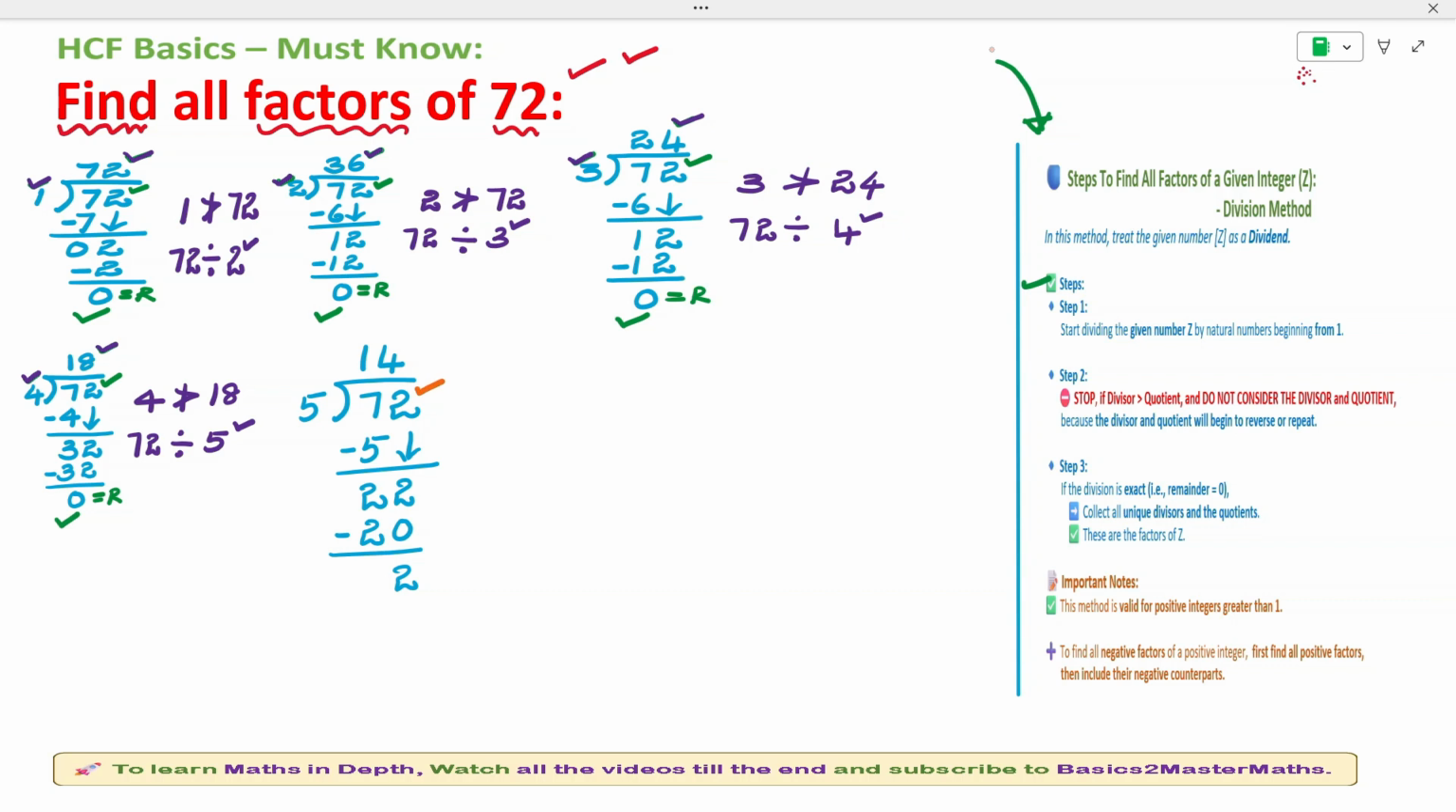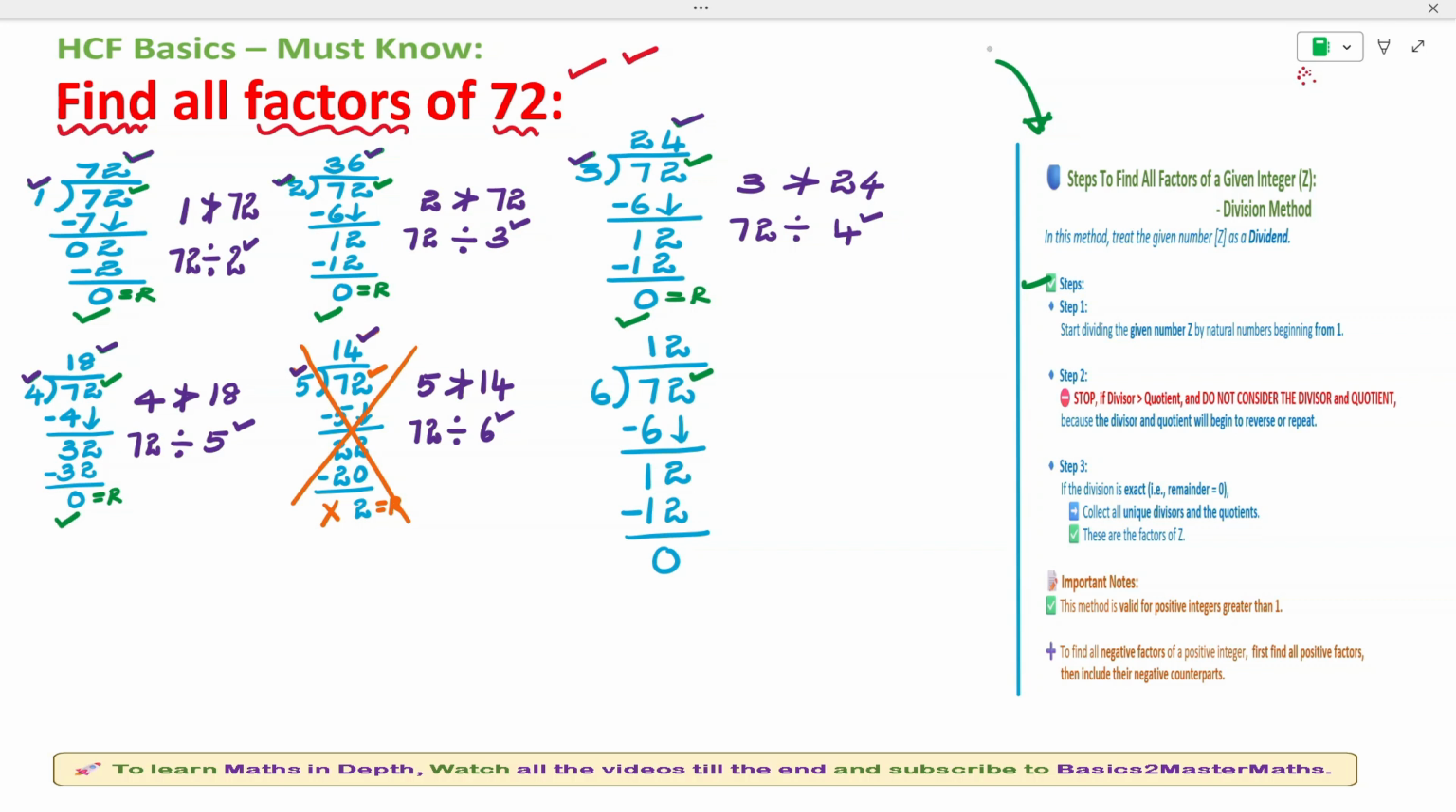When we divide 72 by 5, we get 14 as the quotient and 2 as the remainder. So, this division is not exact. Therefore, please do not consider this step. Got it? In this case, the divisor 5 is not greater than the quotient 14. Therefore, divide 72 by the next natural number 6.